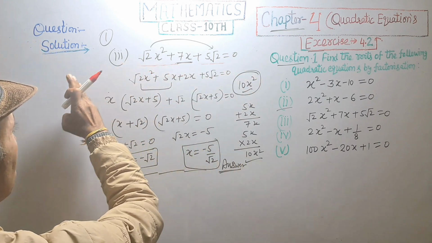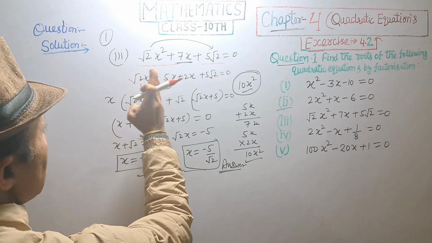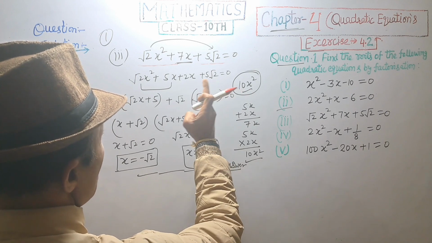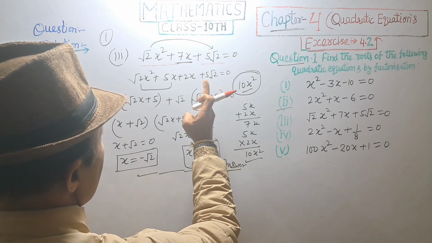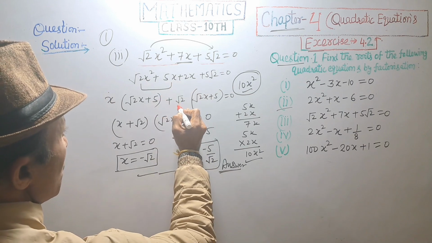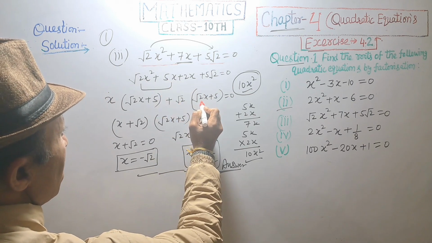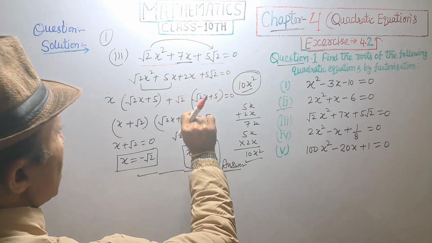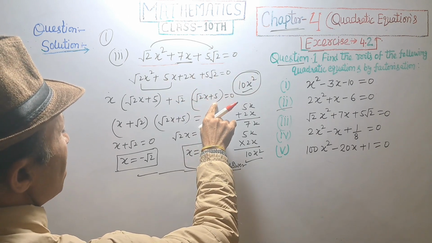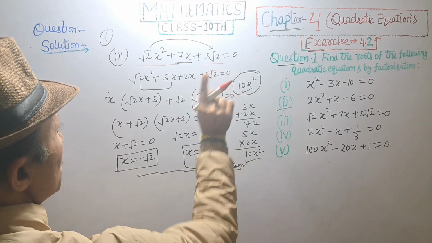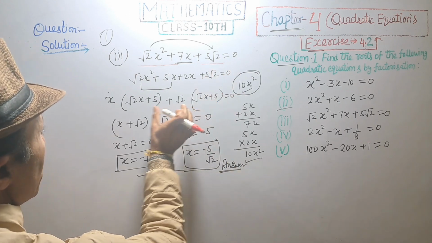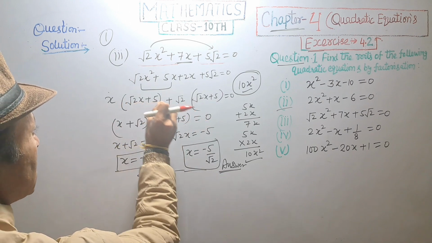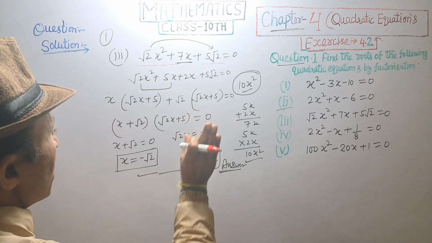Taking x common, and √2x + 5 in the bracket. In this bracket, √2x + 5, and √2 is common. √2 multiplied by √2x is √2 squared, that is 2x, and √2 multiplied by 5 is 5√2. So √2 is common. One times (x + √2) and (√2x + 5), one times, is equal to 0.